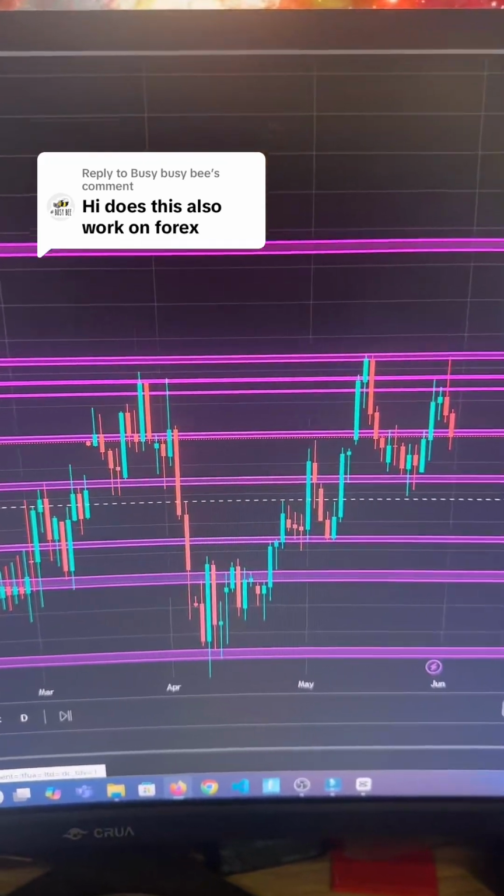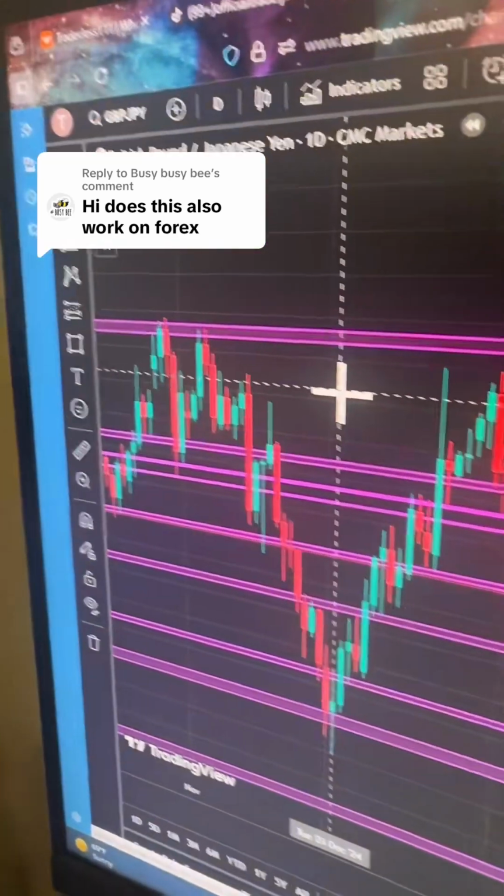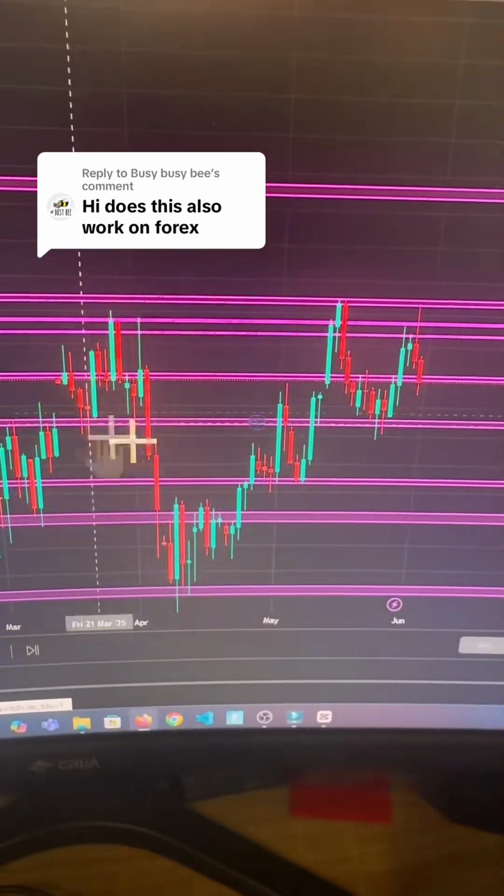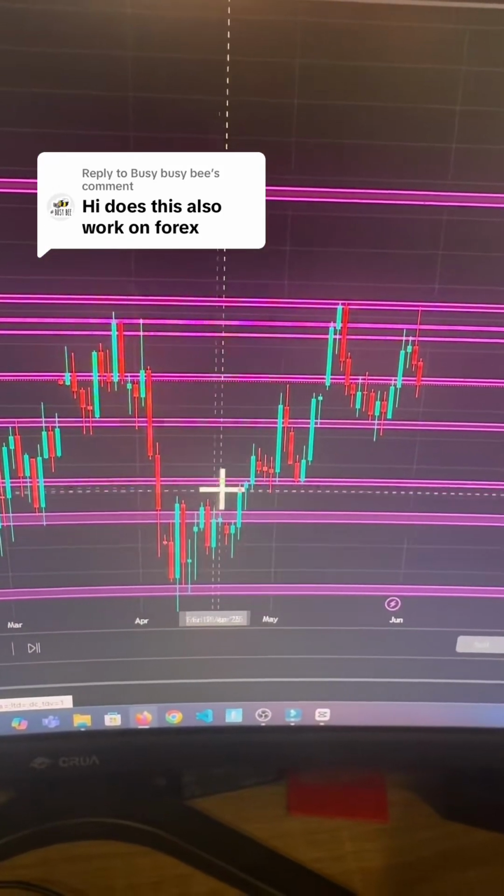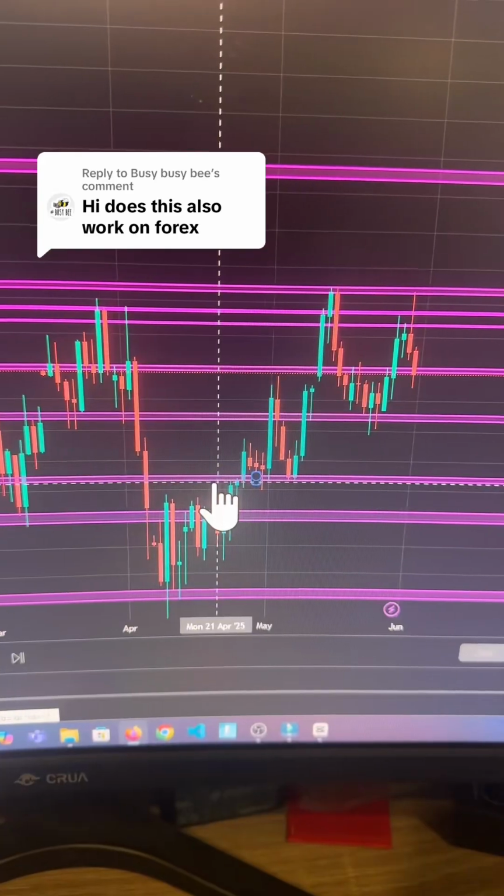Hi, does this also work for forex? So here we have the GJ chart on the daily. I went ahead and marked up some zones just so we could take a look to see if my zone drawing does line up with these.